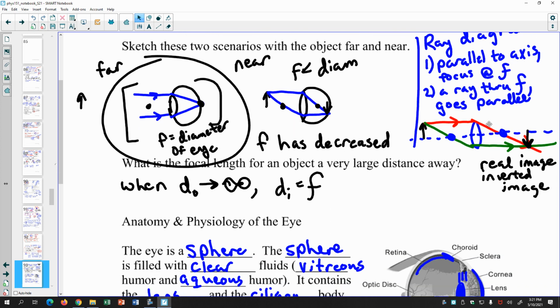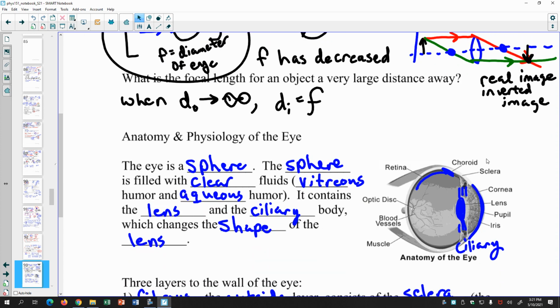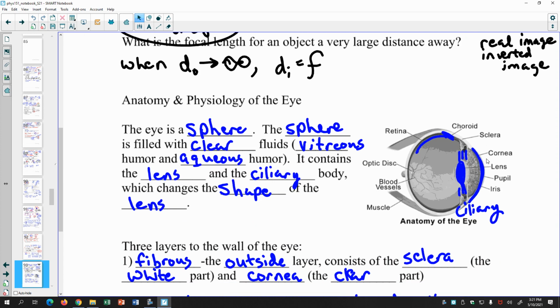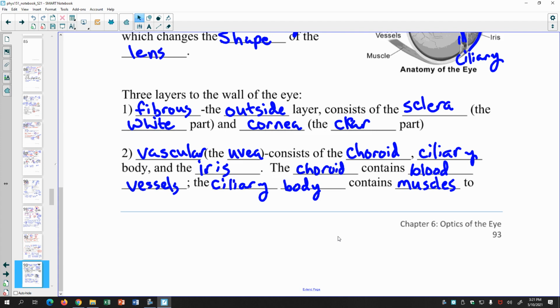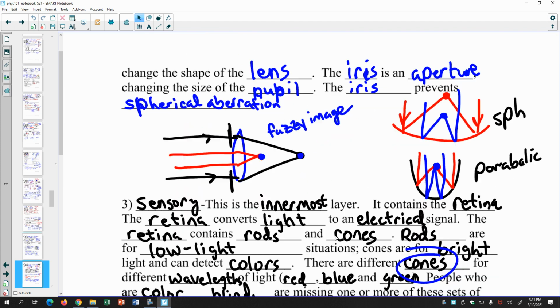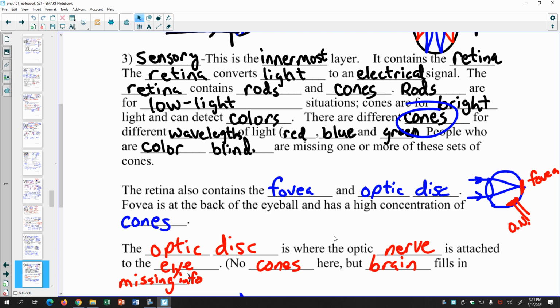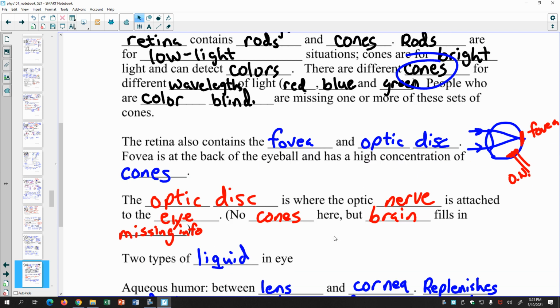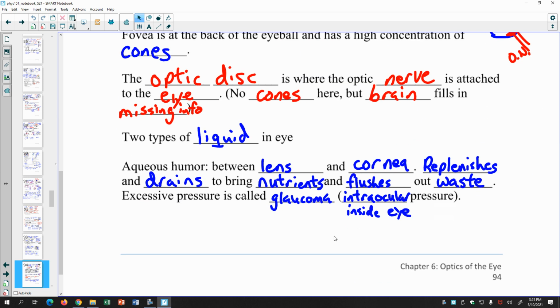The ray diagrams, I'm going to ask you questions about that, but they can be useful in helping you think about it. A lot of A and P of the eye, so make sure you know all the parts of the eye, what they do, and what they're called. Know the different layers of the eye, the sensory, the vascular, the fibrous, what those layers do, the different parts of the eye, like the fovea and the optic disc.